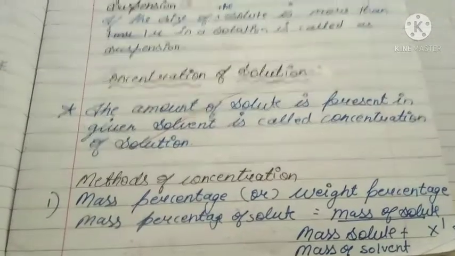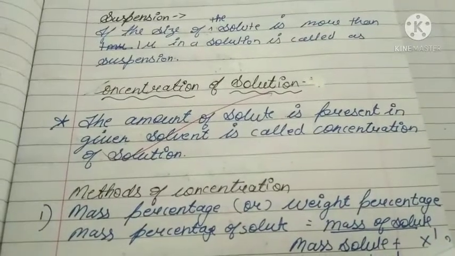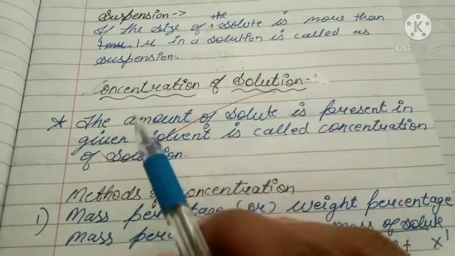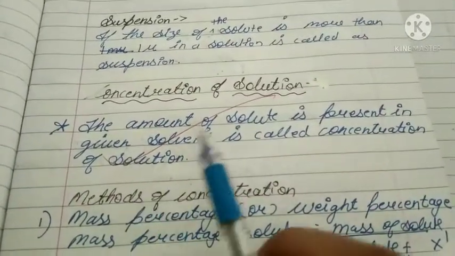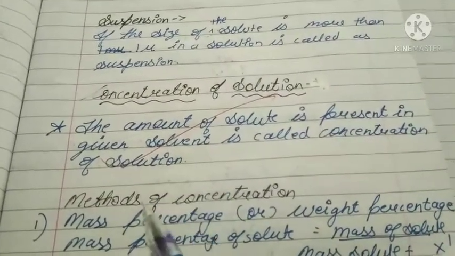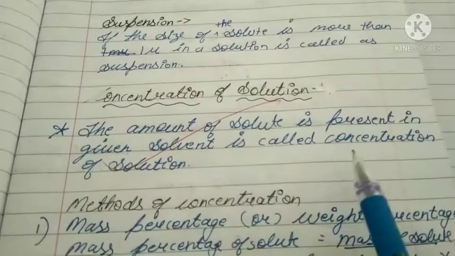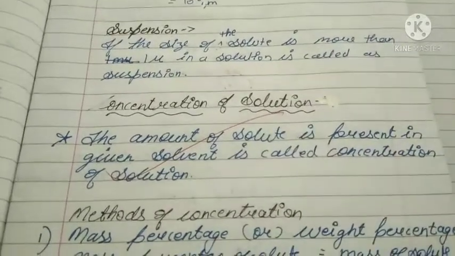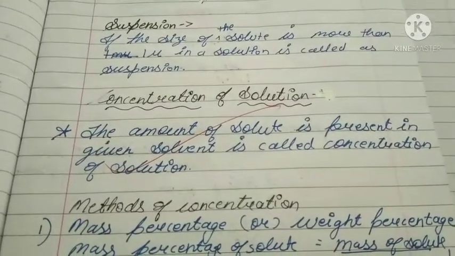Good morning, students. This is the next topic in the second chapter, Is Matter Around Us Pure. The topic is concentration of solution. What is concentration of solution? The amount of solute present in a given solvent. That means in a given solvent, how much amount of solute is present, that is called concentration of solution.